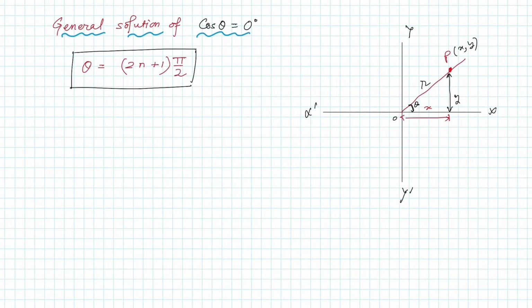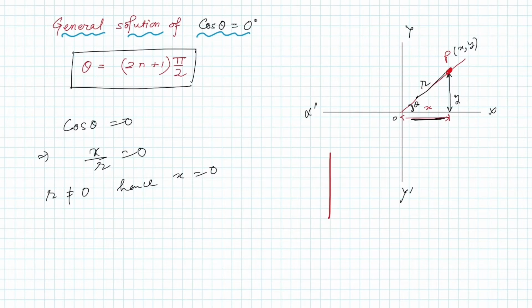So now cos theta is equal to 0 can also be written as, so we know cos is base by hypotenuse, so we can write x by r is equal to 0. Since r cannot be equal to 0, hence x must be equal to 0 in this case. So if x is 0, then this point P must be lying on the y-axis, either on this side or this side. This P must be lying on the y-axis.